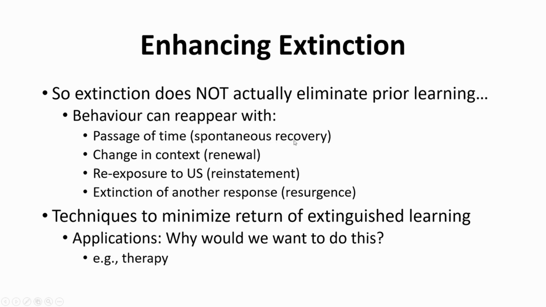So we'll experience spontaneous recovery if a certain amount of time passes and then we are re-exposed to one of those stimuli. We can see the behavior reappear if the context changes. So we have renewal when the context changes. We can see that behavior reappear if we get re-exposed to our unconditioned stimulus. So we have reinstatement. Or if we experience extinction of another response, we can experience resurgence. So those are the 4 key pieces of evidence that we have showing that extinction is new learning.